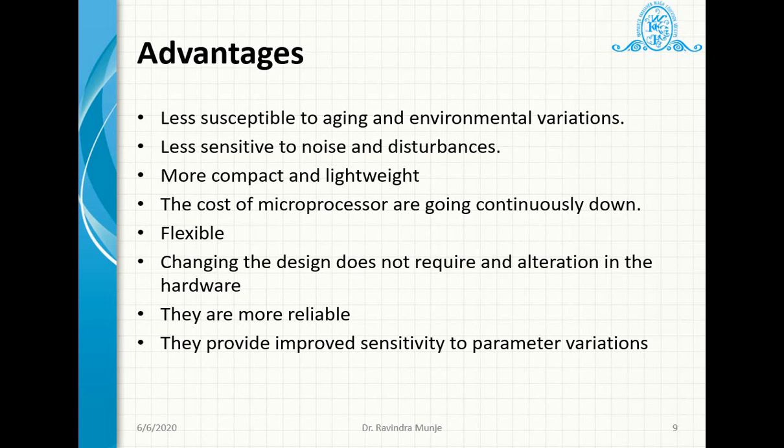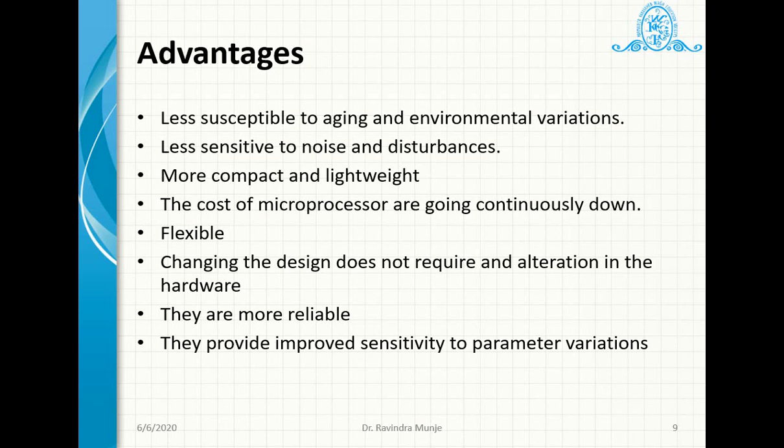Microprocessors and digital signal processors allow more flexibility in programming, and changing the design does not require an alteration in the hardware. As in the case of the analog control system, even if we want to change a small component, we need to change the complete setting. We need to remove the complete parts and then go for wiring again. But in the case of the digital control system, simply by changing the digital program, you can change the complete design. So that's why microprocessors and DSPs, digital signal processors, allow more flexibility in programming. Changing the design does not require an alteration of the hardware, and these are more reliable.